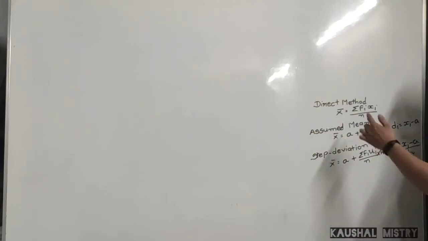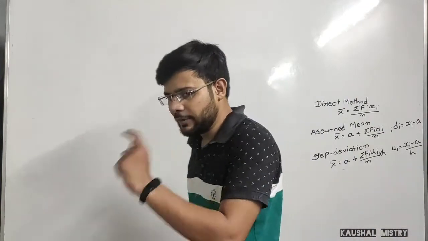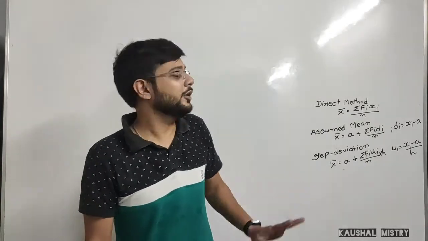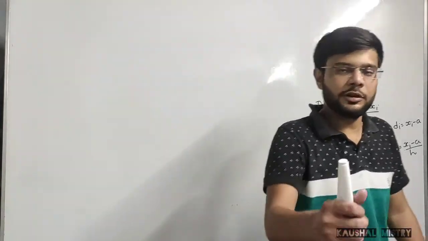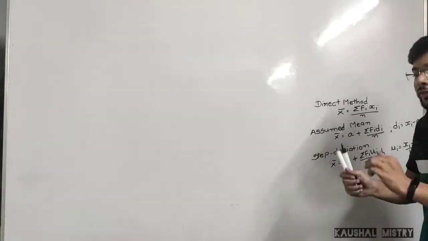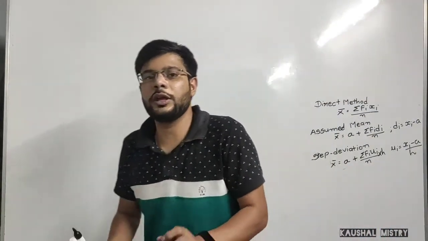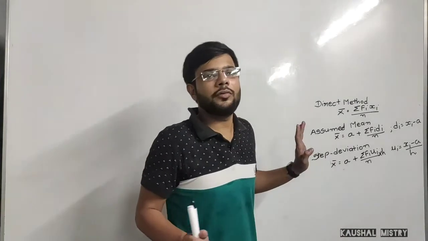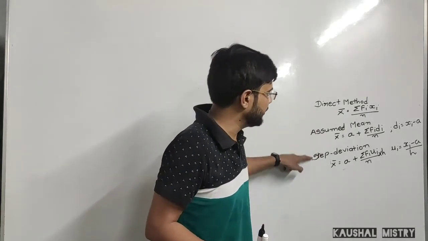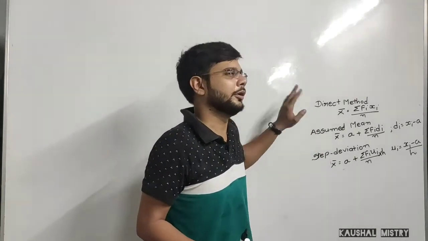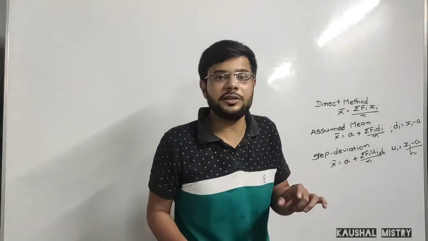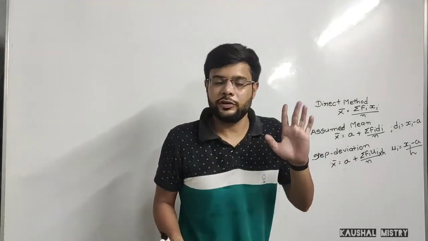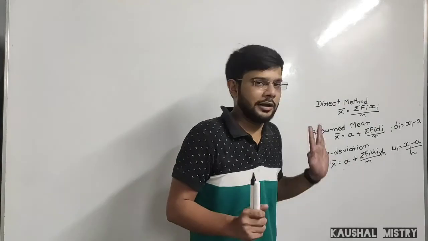If you are asked to find the mean by the direct method, then you must use the direct method. If it says to find it by step deviation, then you have to go through step deviation. But if nothing is specified and you are only asked to find the mean, then you can choose any one of these three: direct method, assumed mean, or step deviation. But if it is stated that you have to use step deviation, then you must use it. Otherwise, that will be 0 marks.